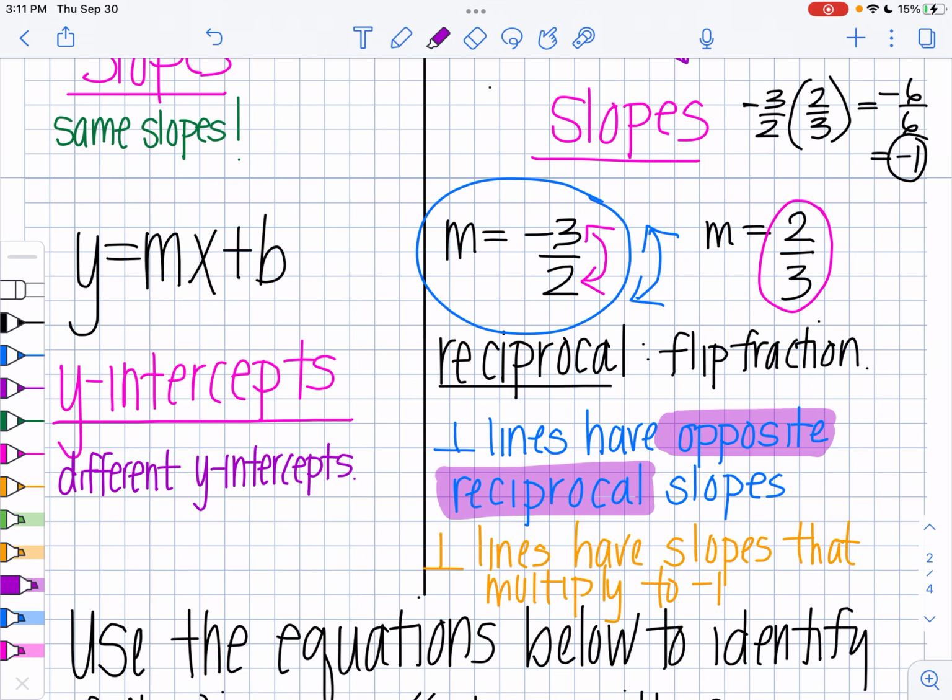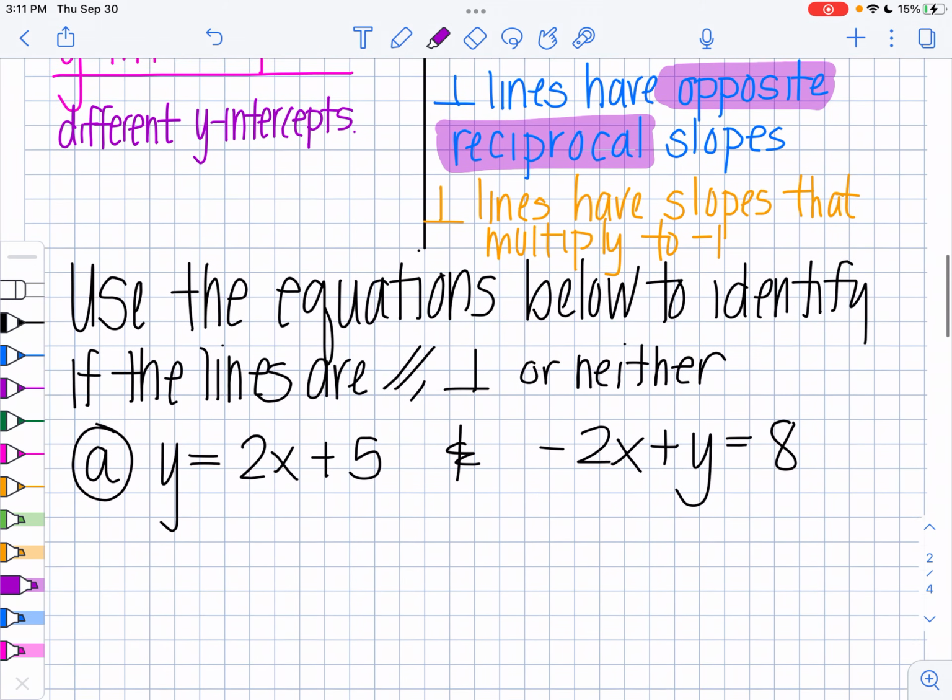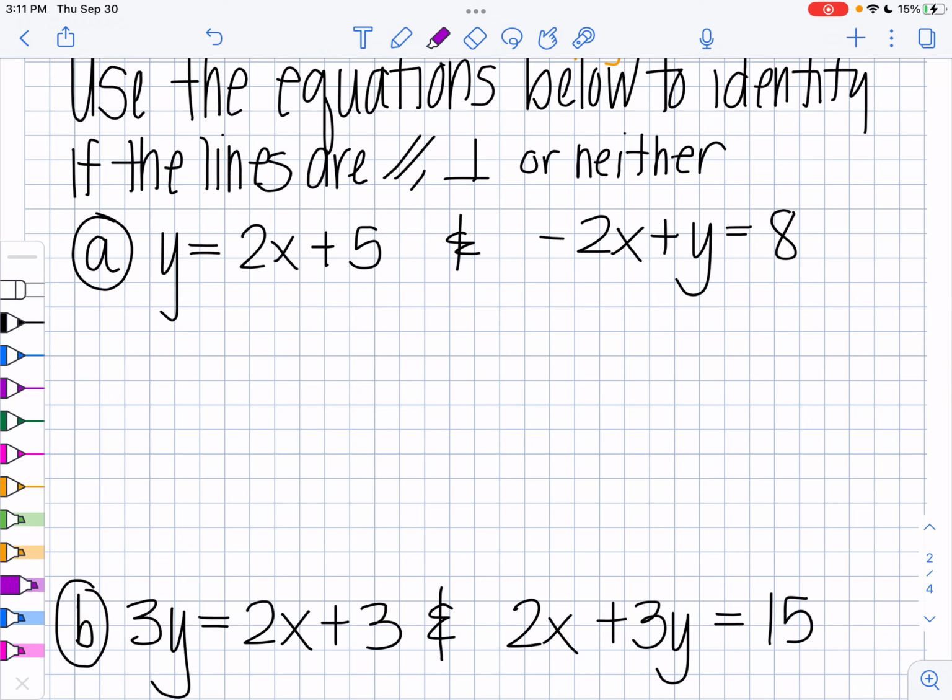Okay, so I came up with a couple examples below, and I want you to now use these equations to identify if the lines are parallel, perpendicular, or neither. What we want to do is make sure that we solve all of our equations for y, so they look like y equals mx plus b. From this point, you can figure out your slope, your m value, and your b value. Remember, for parallel lines, we're looking for the same slope, different y-intercepts. And for perpendicular lines, we only care that the slopes are opposite reciprocals.